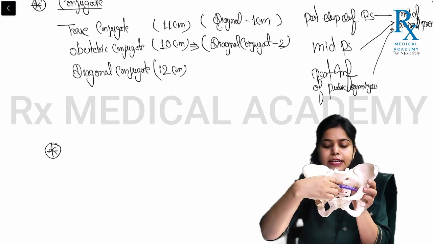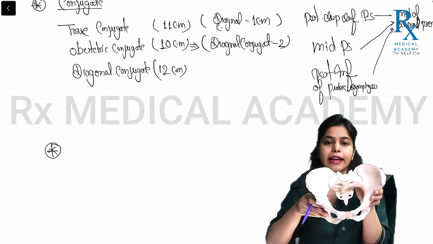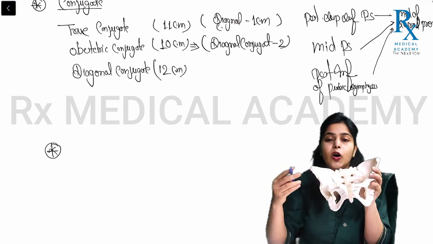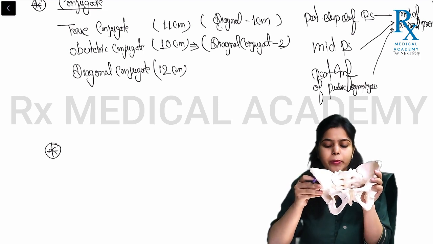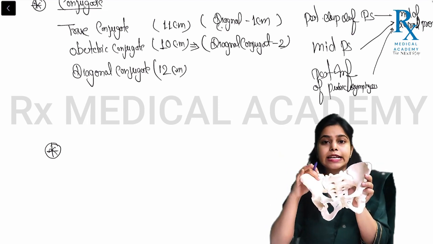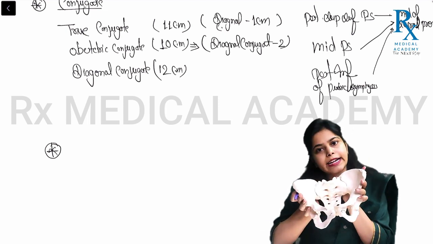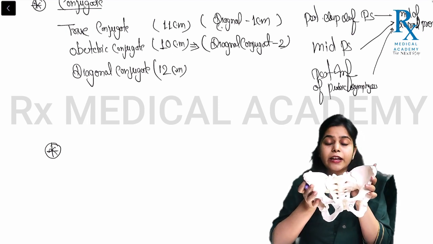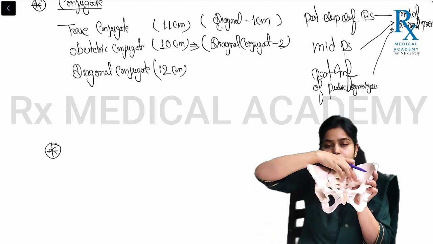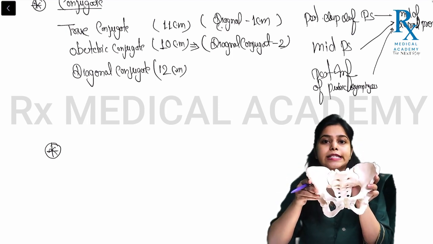The transverse diameter is found between the furthest point of the iliopectineal line, which is around 13 centimeter, like this. And oblique diameter is found between the sacroiliac joint to the iliopubic eminence. How do we know whether it is right oblique diameter or left oblique diameter? If we start from the right sacroiliac joint, it is right oblique diameter. If it starts from the left sacroiliac joint, then it will be left oblique diameter, which is around 12 centimeter.